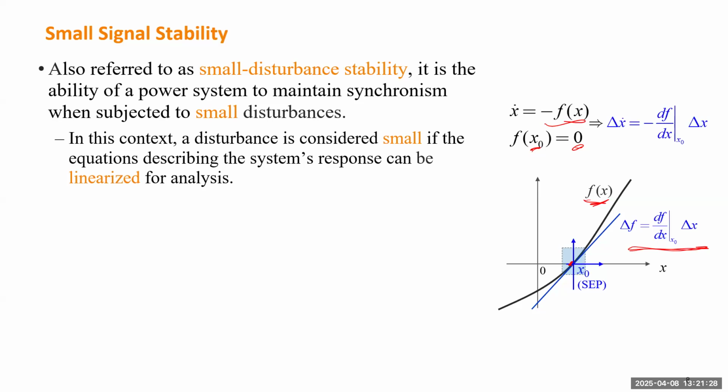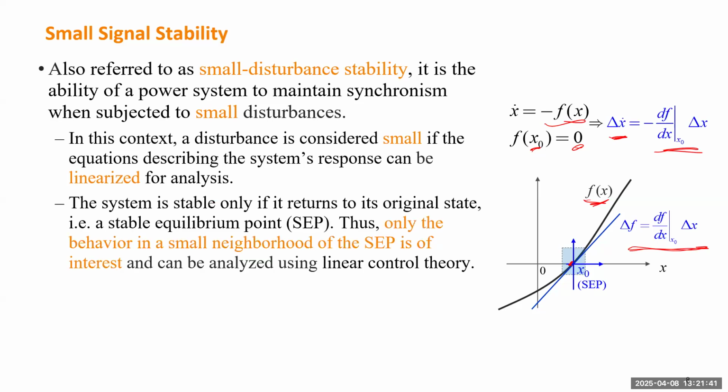So you can move the coordinate to that equilibrium and only study the deviation of the state variable, using this linearized formula. The system is stable only if it can return to the original state, which is a stable equilibrium point. So for the behavior in this very small neighborhood, we can use the linearized model, and there are a lot of conclusions from linear control theory we can utilize to study the dynamics of the system.